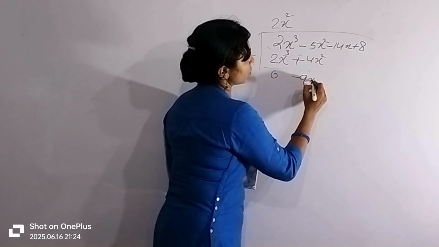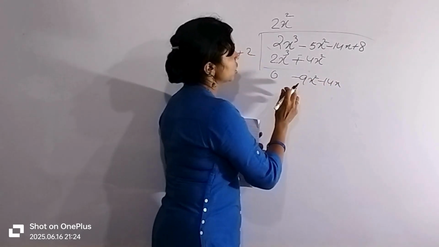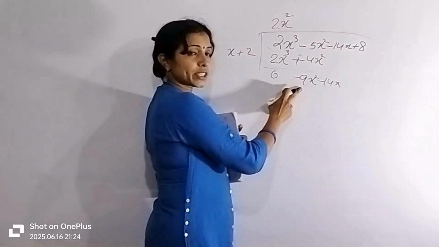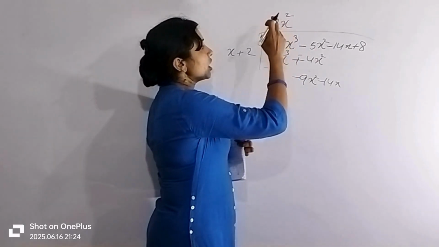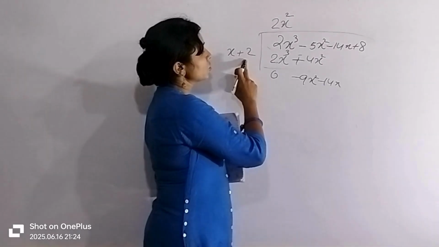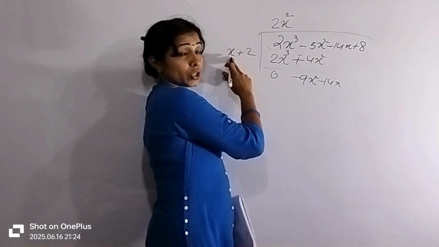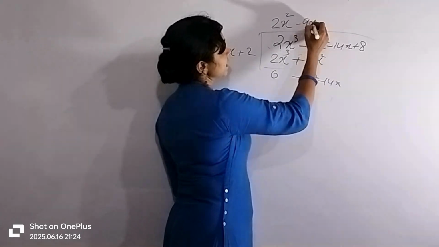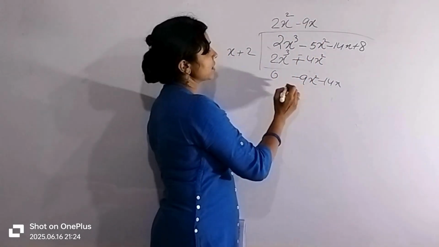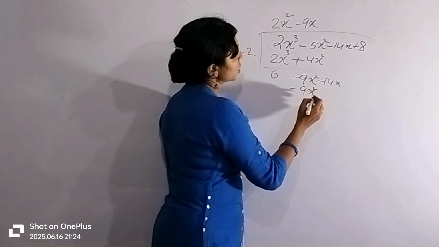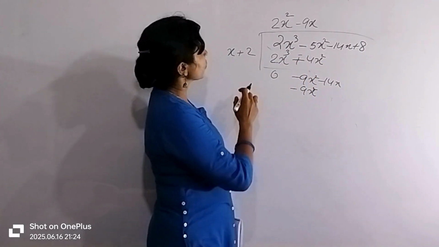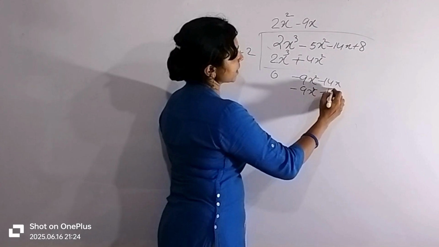So minus 9x square minus 14x, I'm taking. To get minus 9x square here, by which variable do I have to multiply with this? Here is its x. So by putting minus 9x, I'll get minus 9x into x, minus 9x square. So minus 9x into 2, here it is minus 18x.